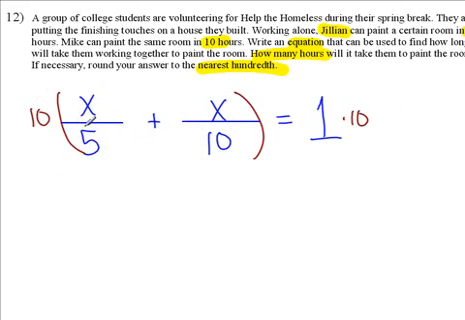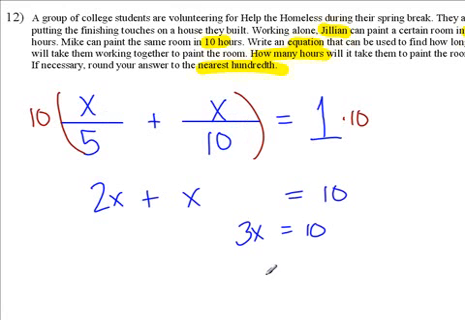If I take 10 times x over 5, won't I get 2x? If I take 10 times x over 10, won't I just get 1x? And then 10 times 1 is 10. Fractions are gone. We're all happy. 3x equals 10. x equals 10 thirds. If we round it to the nearest hundredth, that is what? 3.33 hours.